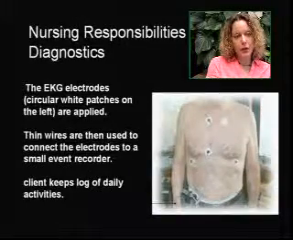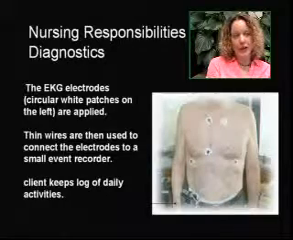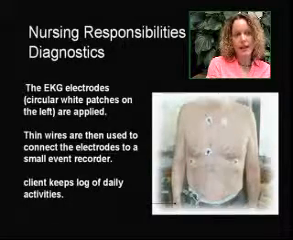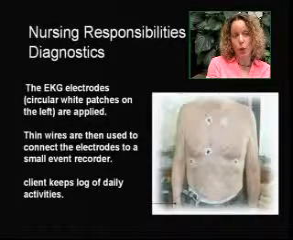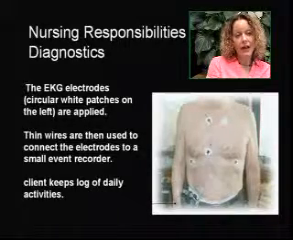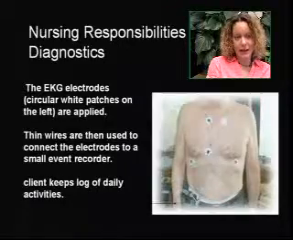And so we put these circular white patches or electrodes on, and then thin wires are used to connect the electrodes to a small event recorder. And the client keeps a log of their daily activities.